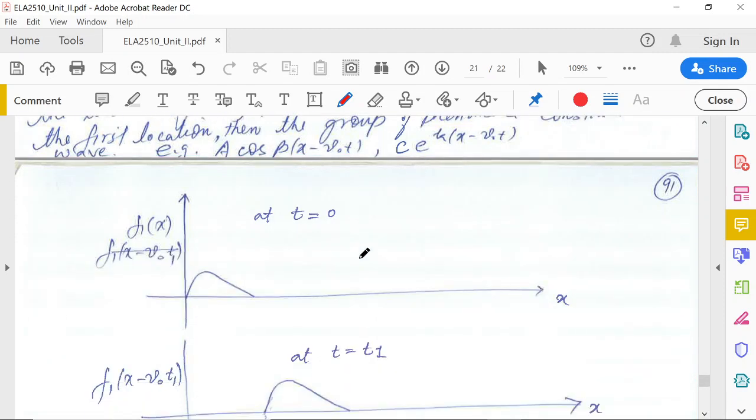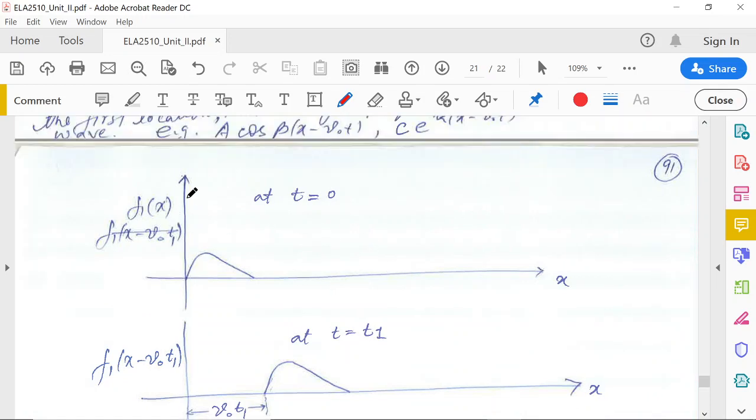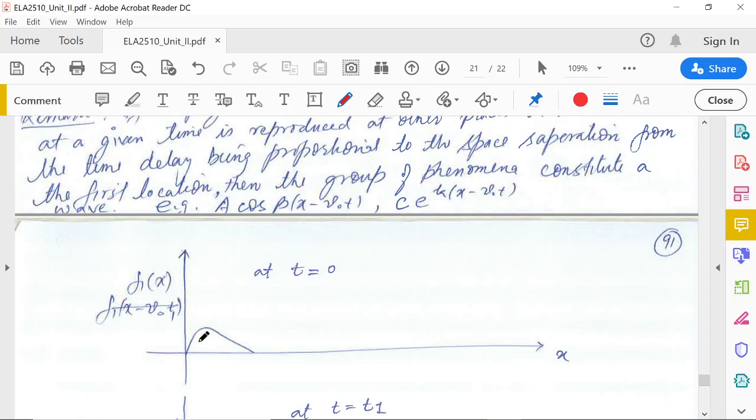Now understand what is meant by a wave. We have some function f1 of x, whose shape is like this. It is f1 of x and this is the x direction. If you move in x, the magnitude of this varies with x. We are watching at time t equals 0, observing this one shape.